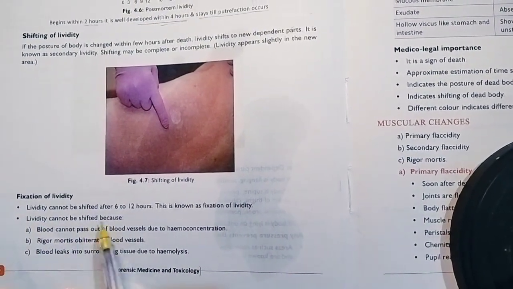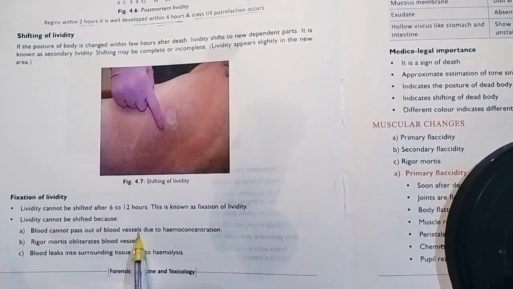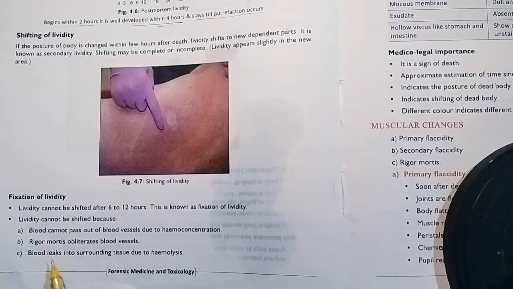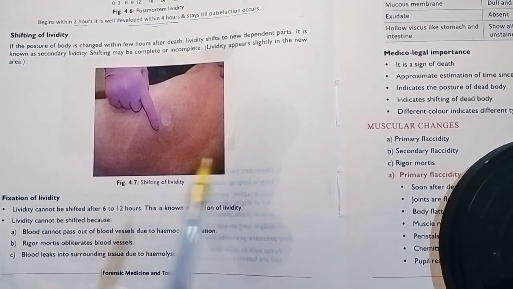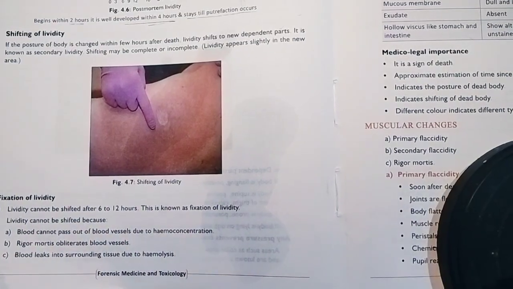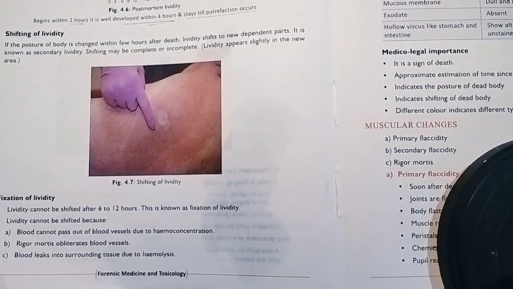Lividity cannot be shifted because blood cannot pass out of the blood vessel due to hemoconcentration. Rigor mortis obliterates blood vessels, and blood leaks into surrounding tissue due to hemolysis. So these are the reasons why the lividity is fixed and can't be shifted.